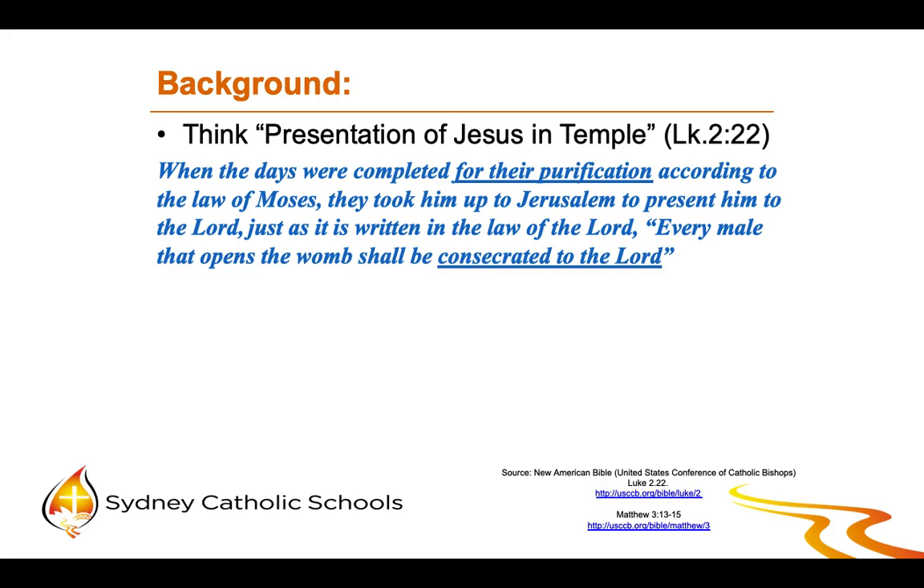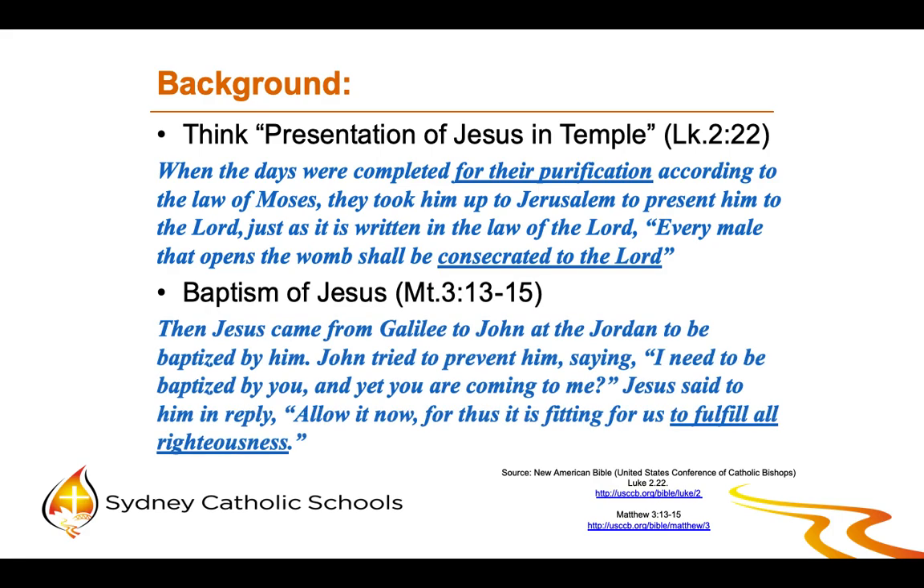Or the baptism of Jesus in Matthew 3. "Then Jesus came from Galilee to John at the Jordan to be baptized by him. John tried to prevent him, saying, 'I need to be baptized by you, and yet you are coming to me.' Jesus said to him in reply, 'Allow it now, for thus it is fitting for us to fulfill all righteousness.'"